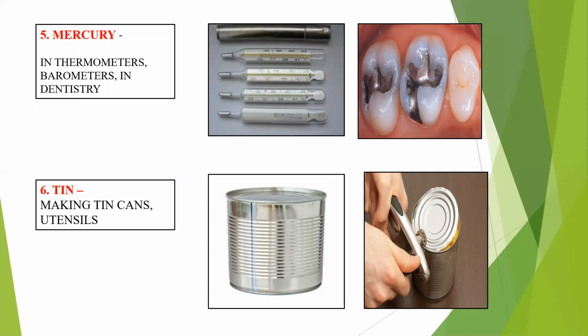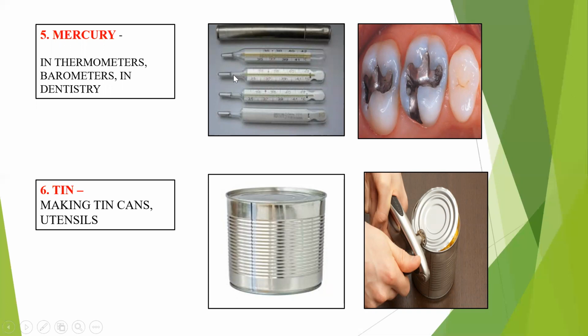Next is mercury. Now mercury is a silvery white liquid metal. It does not moisten glass, and it expands or contracts even on little heating or cooling. Therefore, it is used in thermometers. As we know, students, the thermometer's mercury generally is found in the bulb portion.